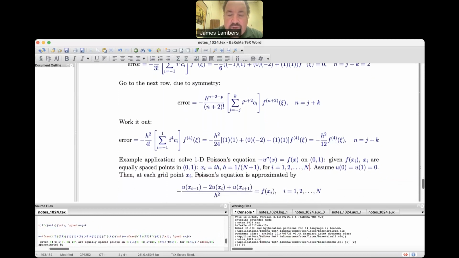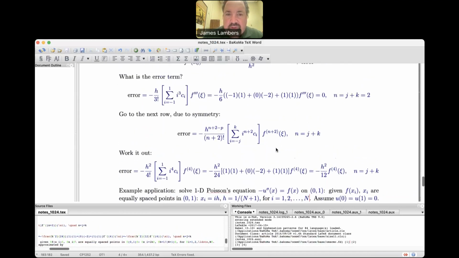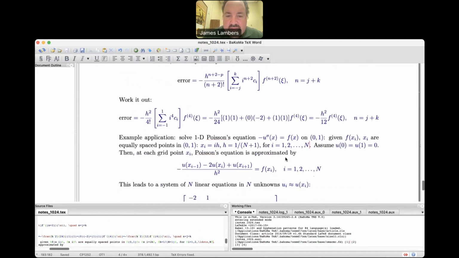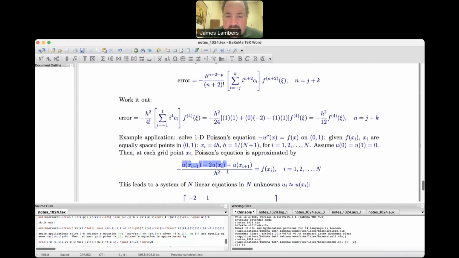So then at each one of these grid points, I'm approximating this differential equation by replacing u double prime with a finite difference formula, the one that was derived earlier. So now we have my approximation of u double prime here, and don't forget the minus from the differential equation itself, and that is equal to f. So this left side is an approximation of minus u double prime at xi, and that must be equal to f at xi. So I have these equations for i going from 1 to n.